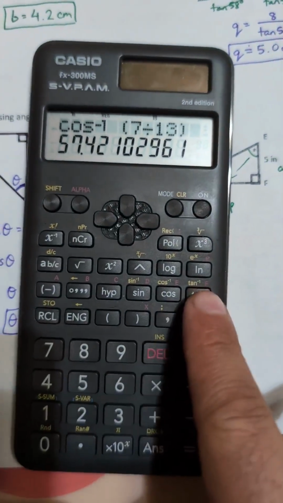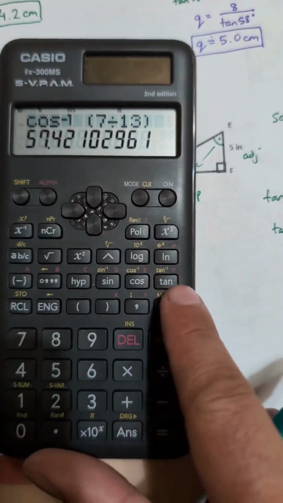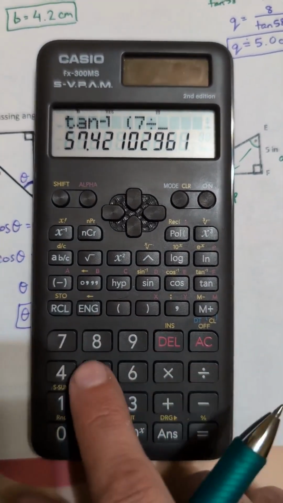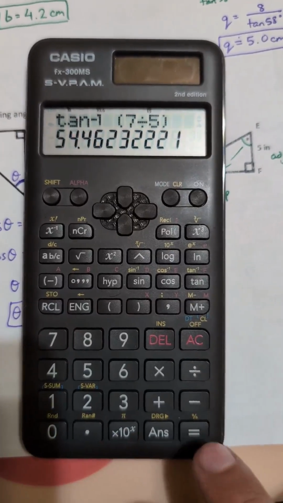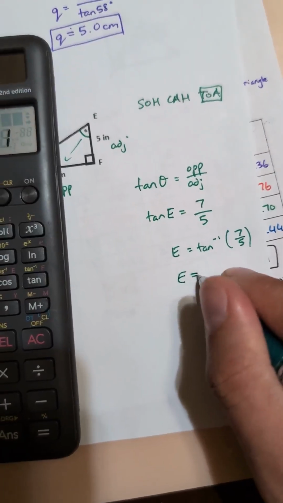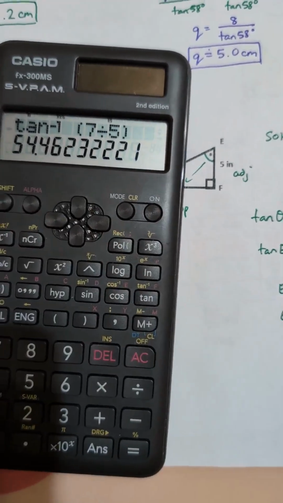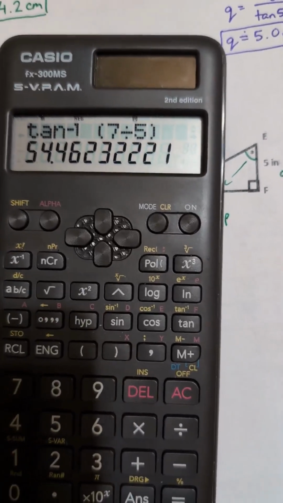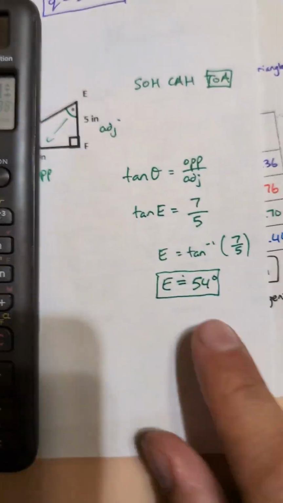And if I do shift tan inverse 7/5, you get 54.46, so we can round that to 54 degrees.